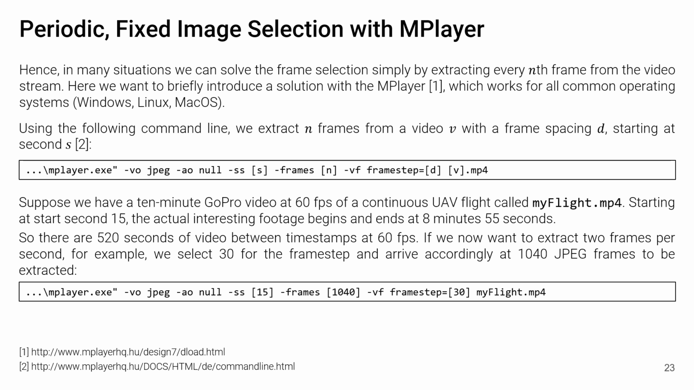For example, if we have a video called My Flight and the interesting part starts at 15 seconds, we could extract every 30th frame. If the video has a frame rate of 60 FPS, that means we would extract 2 frames per second.